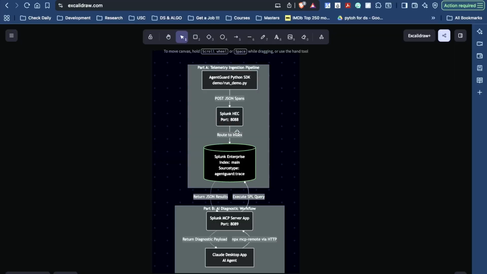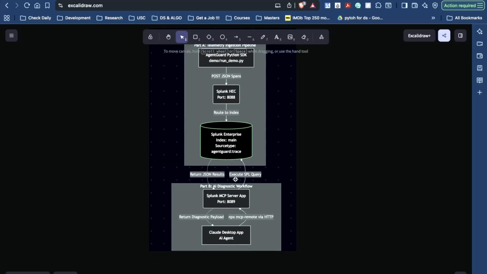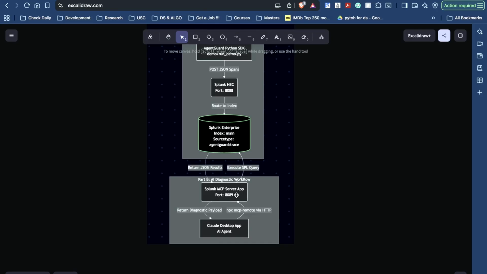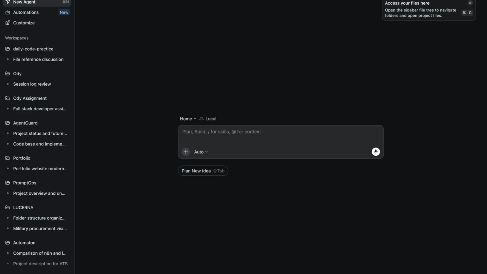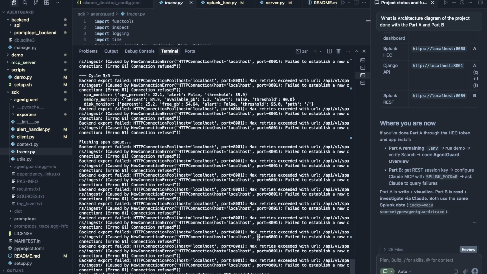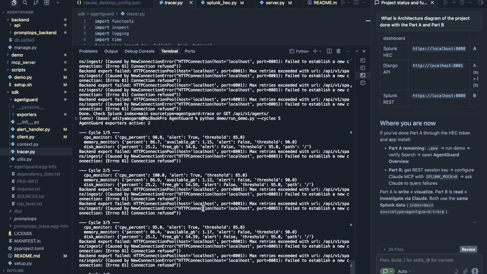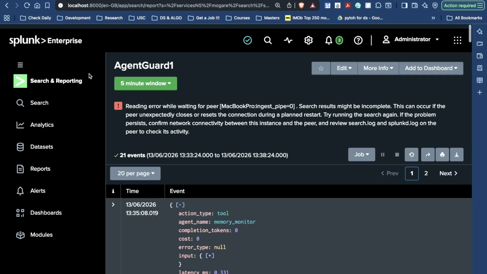Coming to the system design, there are two parts to it. The first is the telemetry ingestion, and the second is the AI diagnostics flow, in which we can connect the Splunk MCP to the Claude MCP so that Claude can query telemetry data using natural language. Let's move on to the demo where we are going to ingest demo agents into our Splunk Enterprise.